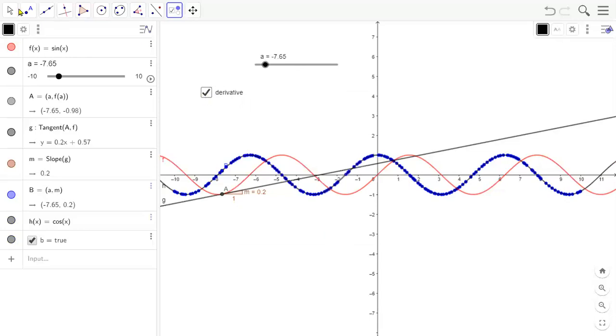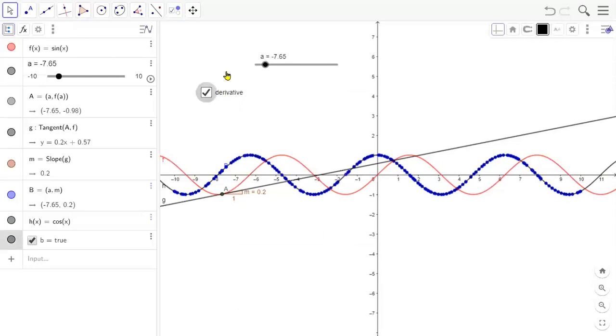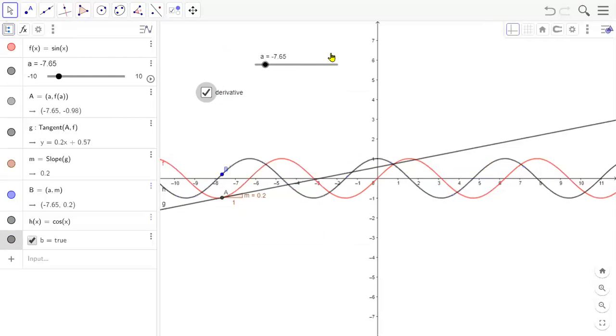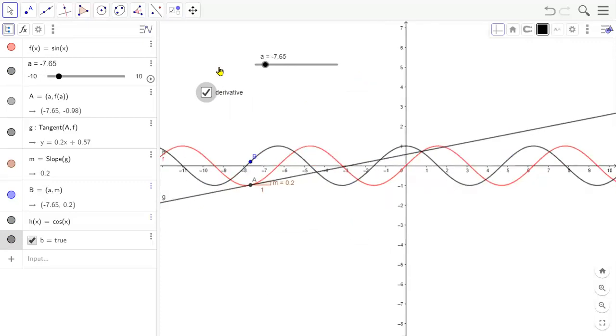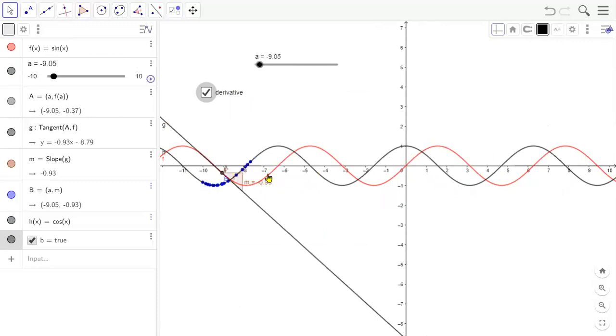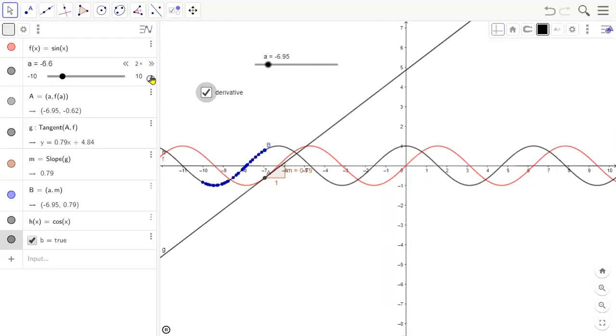Let me move these two boxes together. Let me shift this graph. Let me animate once again. Finally, the locus of the slope of the tangent exactly coincides with the derivative function. So we can say that the derivative always gives the slope of the tangent.